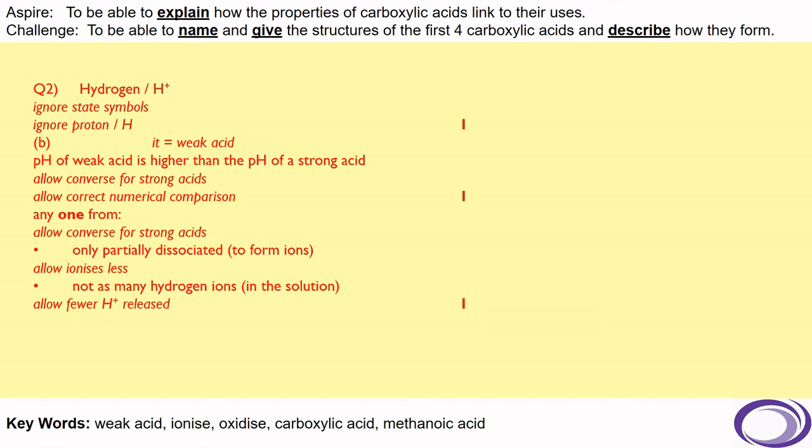For the second question, the ion in all acids is hydrogen ions, and it has to be H plus or the word hydrogen. You can't just have H. That's not a hydrogen ion, that's a hydrogen atom. For the second part, the pH of a weak acid will be higher than the pH of a strong acid. You could have also again had the converse, and then the explanations points would be because the weak acid is only partially dissociated or partially ionised, so there's not as many hydrogen ions in that solution.